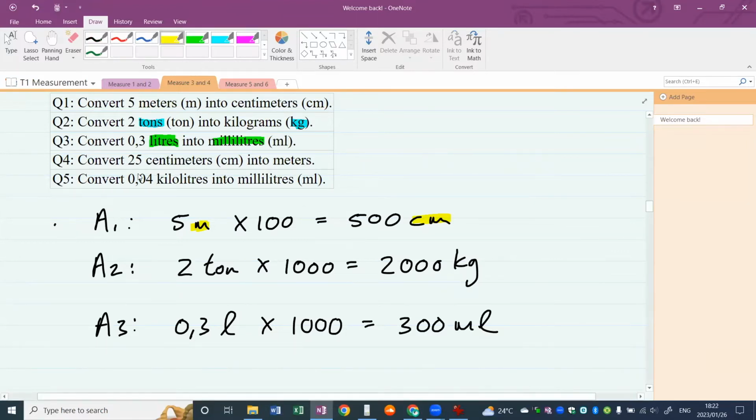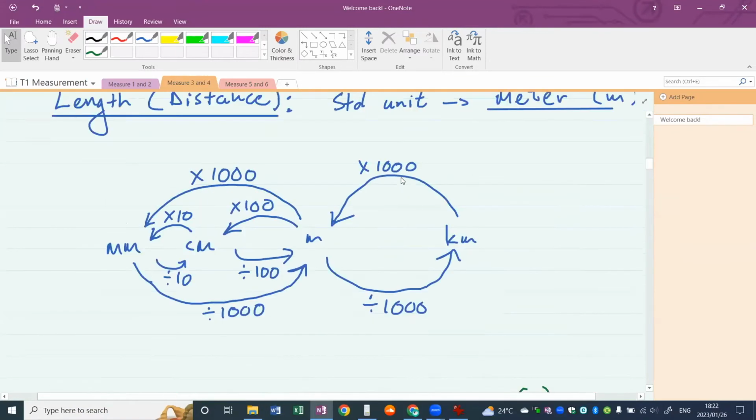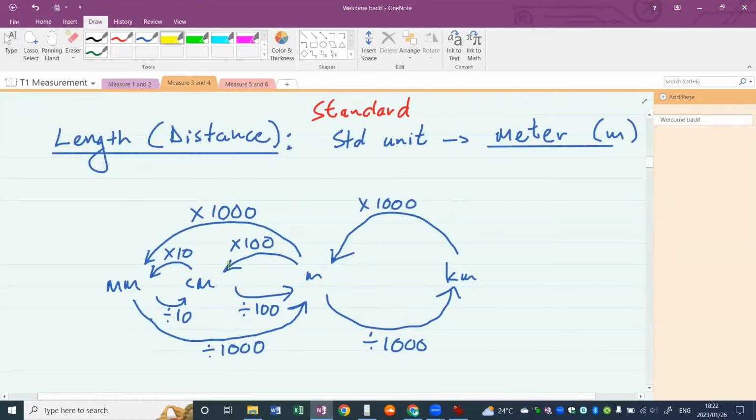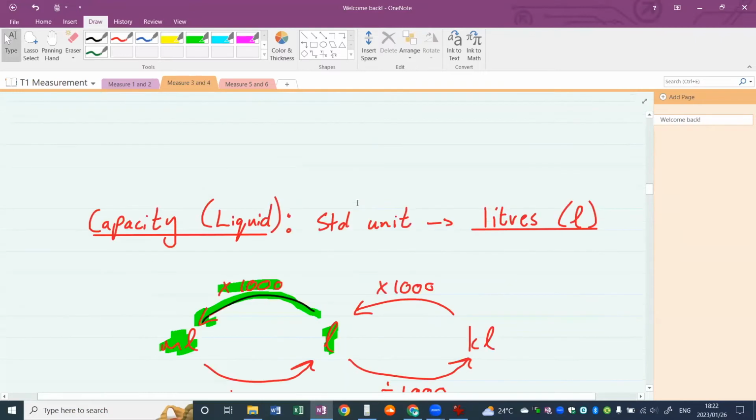I want to go from 25 centimeters back to meters. From centimeters to meters. Let's go up to our diagram here. I want to go from centimeters to meters, so I'm going up to meters. That's this arrow, which means I need to divide by 100 this time. Going from a smaller unit to a bigger unit, I need to divide by 100.